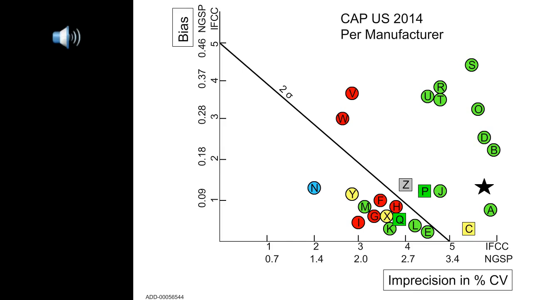When you go to dot A, green, right below, the opposite. Hardly any bias, but the between laboratory CV is quite high. And then the poorest performance is for the methods S, R, T, and O. They have a high bias and a poor imprecision, and they are far outside.